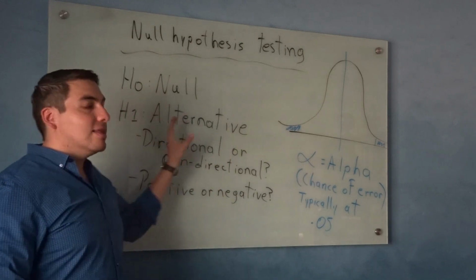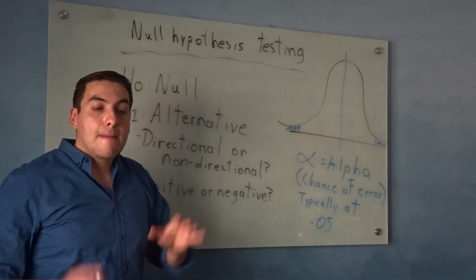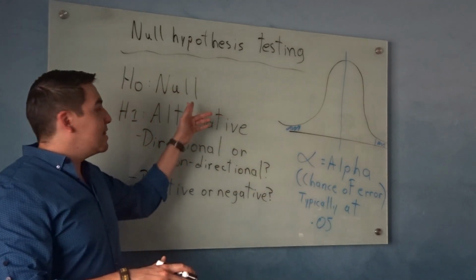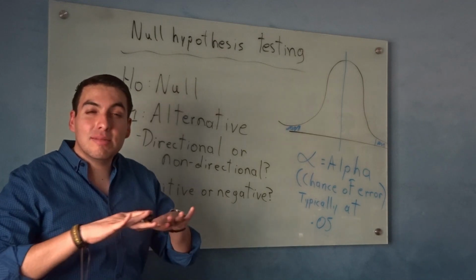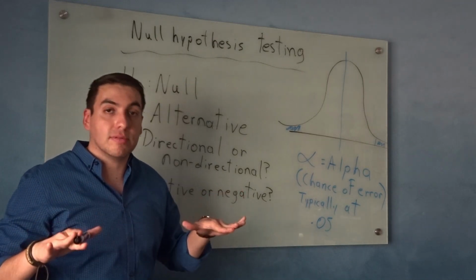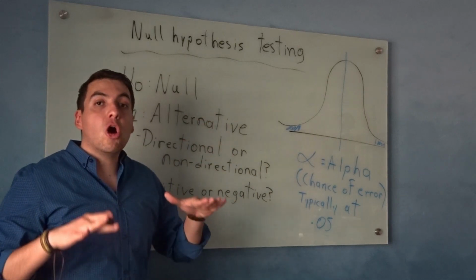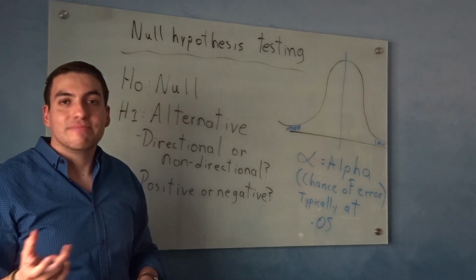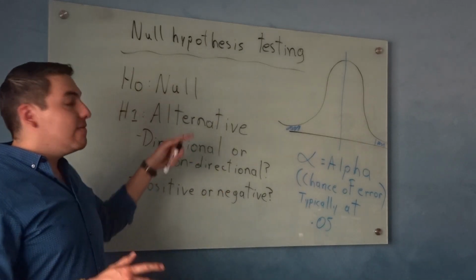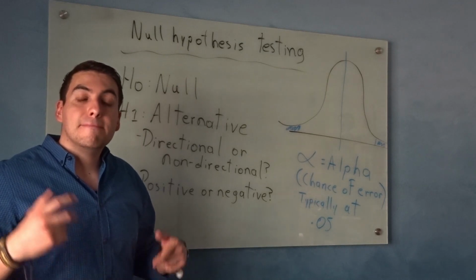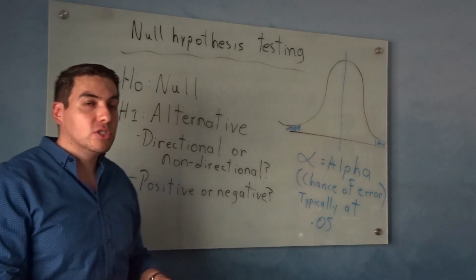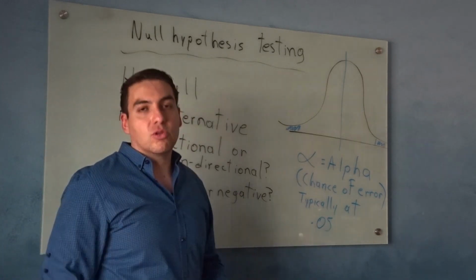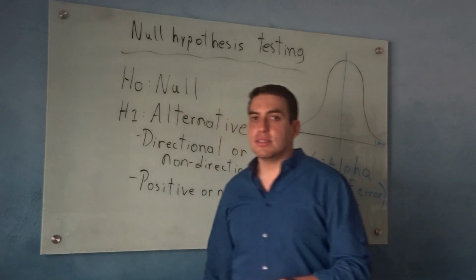So let's think about it. The alternative hypothesis is meditation will affect IQ scores. The null hypothesis is going to look as similar to the alternative as possible. The only difference is the null should incorporate the word not. That's it. If the alternative hypothesis is meditation will affect IQ scores, then the null will be meditation will not affect IQ scores. That is a null hypothesis.